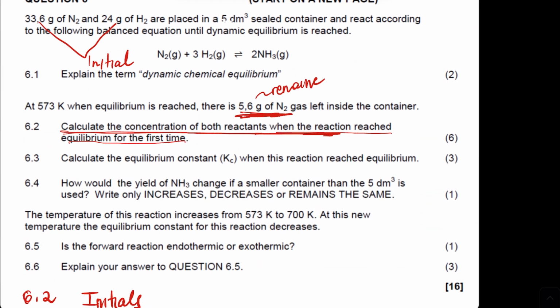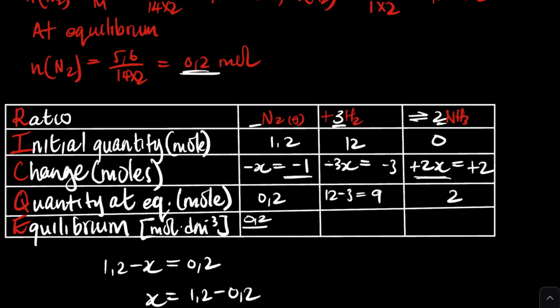It's 5 dm3 there. So we're going to divide by 5. 0.2 divided by 5, let me punch it quickly in the calculator, it's going to be 0.04. And then here we'll say 9 divided by 5 is 1.8. And then here 2 divided by 5 is 0.4.